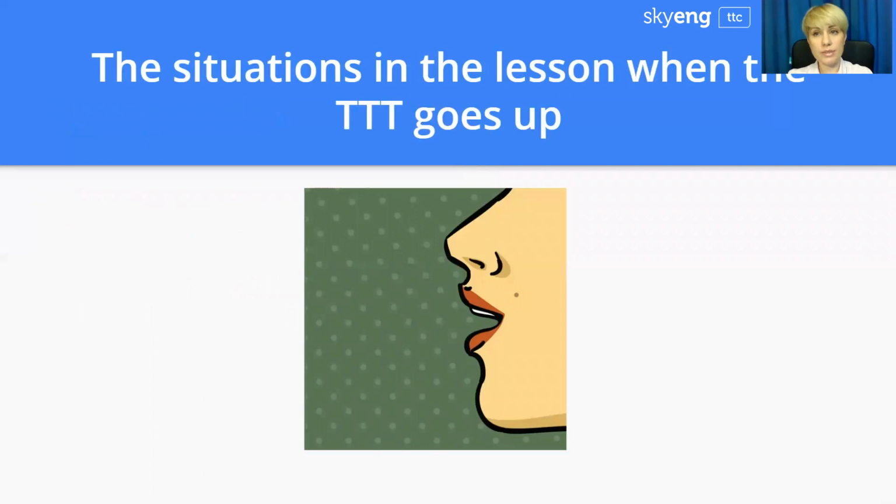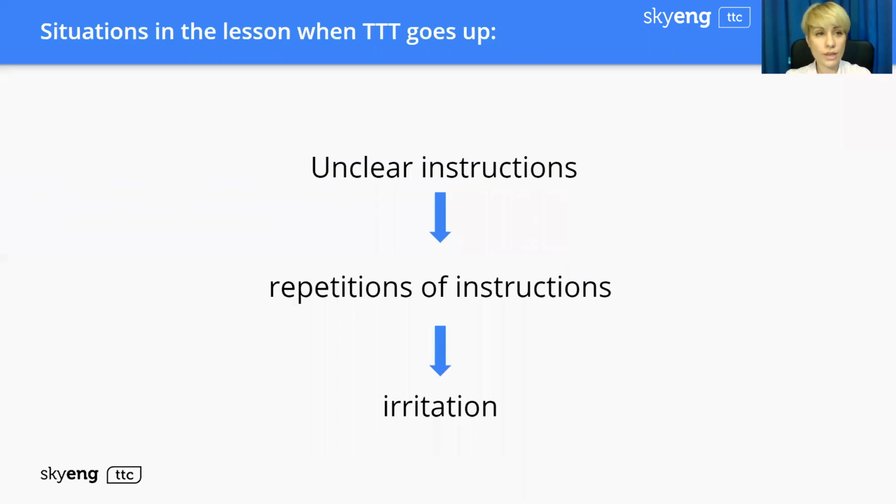In the lesson, sometimes there are situations when our TTT goes up, and sometimes we even don't notice them. So one of them is unclear instructions. When our instructions are unclear, we have to repeat them again, and it causes irritation of both the teacher and the student, because he doesn't understand, and the teacher is irritated too because the student doesn't understand. So we have to avoid these situations, we have to mind them.